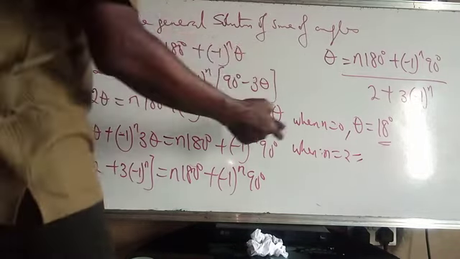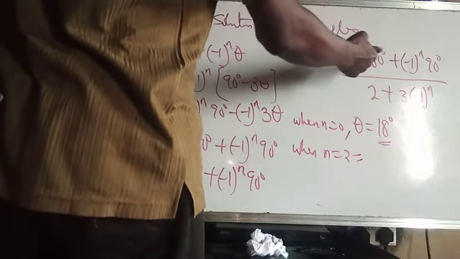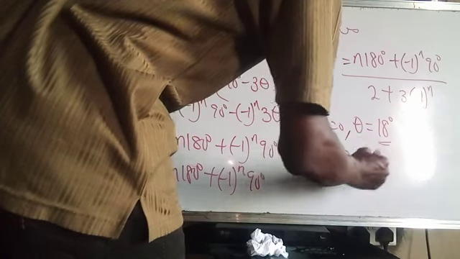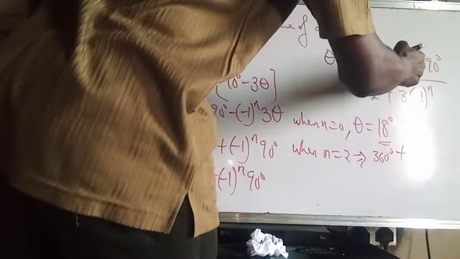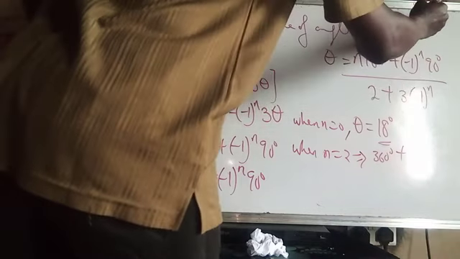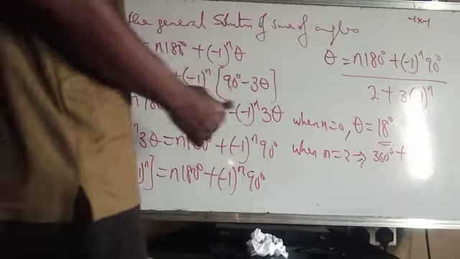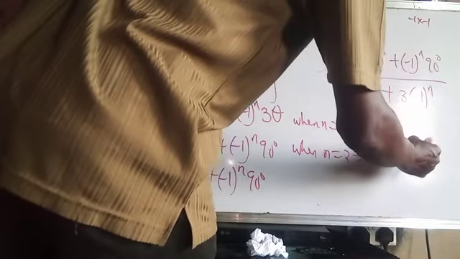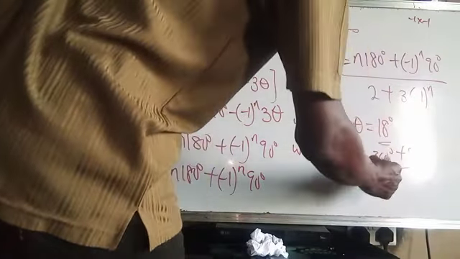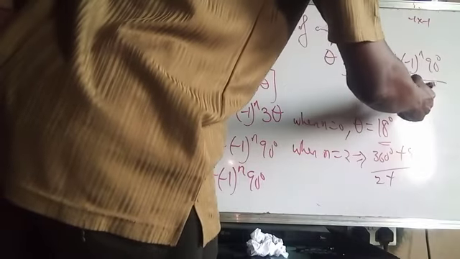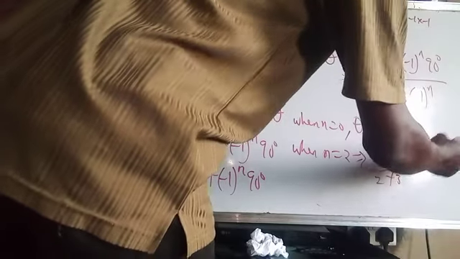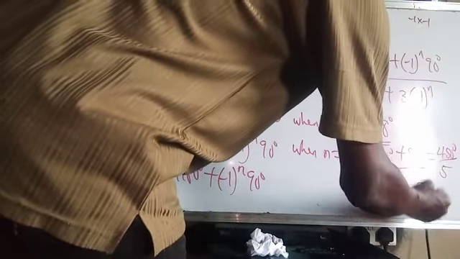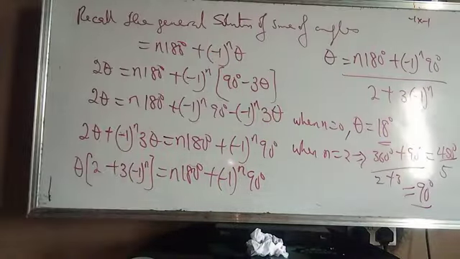Okay? So when n is equal to 2 now, we have 360 degrees here plus minus 1 raised to power 2, sorry. Minus 1 times minus 1, that's what it means. That's plus 1. Plus 1 times 90 plus 90 all over 2 plus 3 times minus 1 raised to power 2, that's 1. 1 times 3, 3. This will be what? 450 all over 5. And that will be 90 degrees. That's correct. That's a positive value.